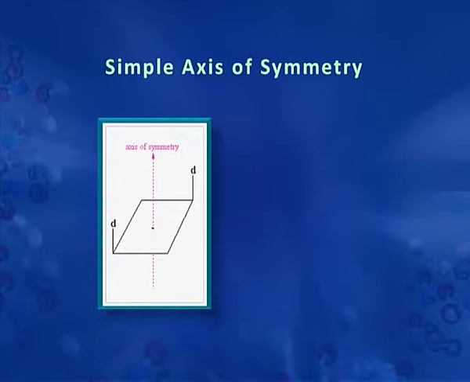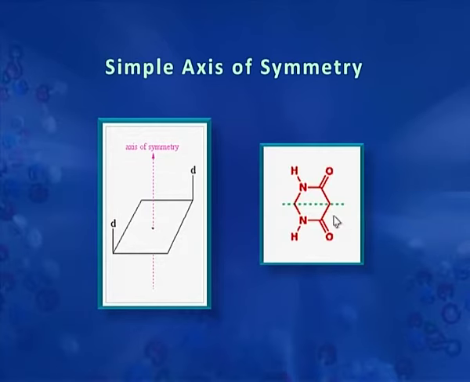Let us take a molecule. This structure is there where we find that this is the axis and when we rotate by 180 degrees around it, we get an identical structure. Another molecule, this is the axis, when the molecule is rotated around this axis, we get an identical molecule because CO goes there, NH goes there. So, such molecules are said to possess a simple axis of symmetry.